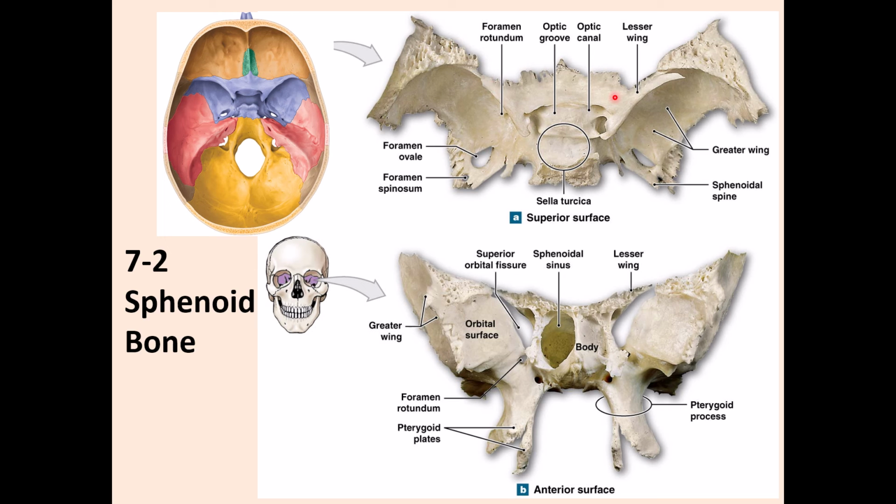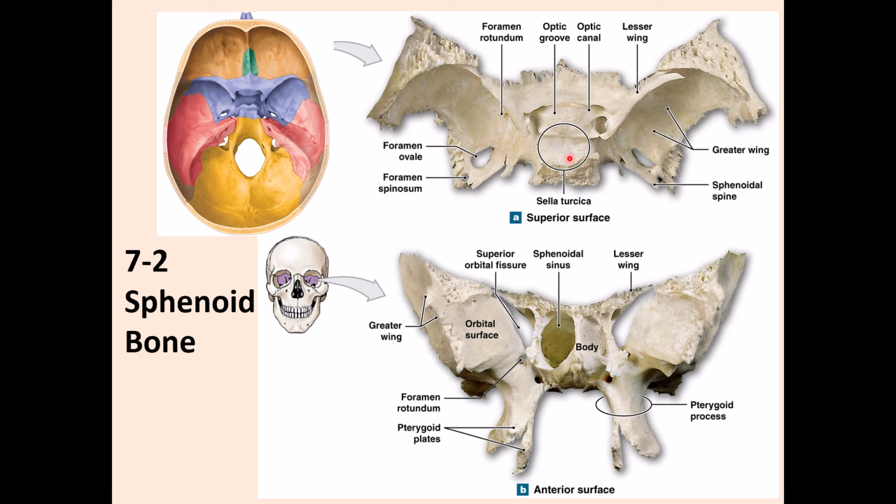One is the lesser wings. This is the lesser wing, and this one is the greater wing. So lesser wing and greater wing. In the middle you see the optic canals and the optic groove. This is where cranial nerve 2 passes through. And in the background, the deeper area of the bone itself is called the sella turcica. This is where the pituitary gland is also located, around here.